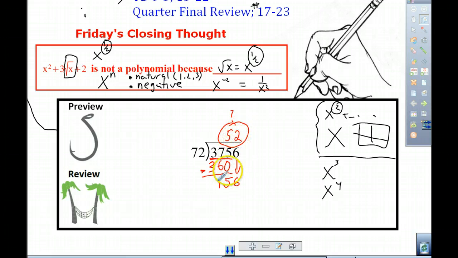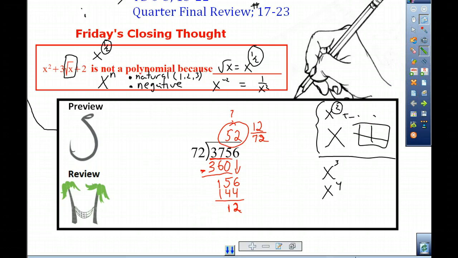So 2 goes into 156 without going over. Multiply 2 times 72 and you get 144. Subtract it and you get 12. So we have a remainder of 12. Okay. So we have a remainder that's the same as 12 over our divisor, 72.